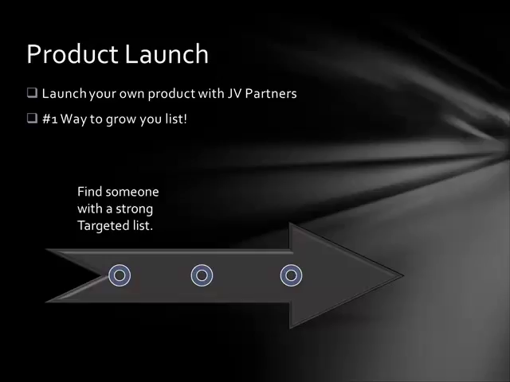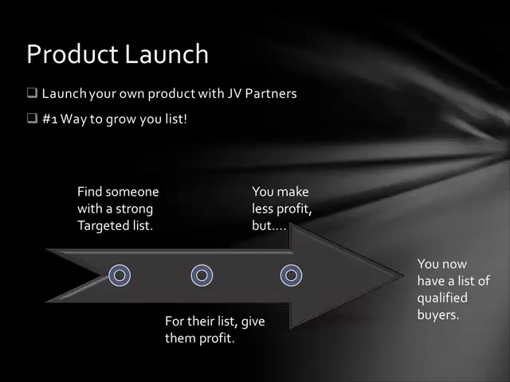Basically, you find someone with a strong targeted list. For their list, you give them profits. So basically, you're saying, you send your traffic to my sales page. If you make a sale, I'm going to give you profit. I'm going to give you 75% commission. I'm going to give you 100% commission, whatever you set. You make less profit, but you now have a list of qualified buyers. I can't stress enough the importance of getting to this, because this really is going to grow your list the fastest.